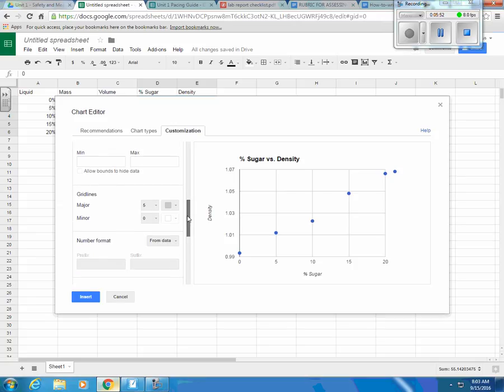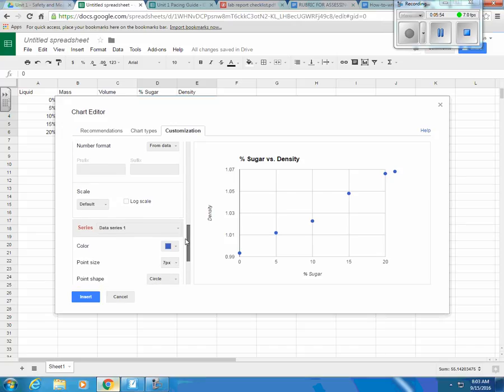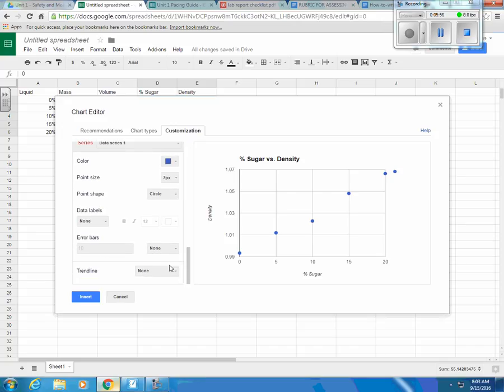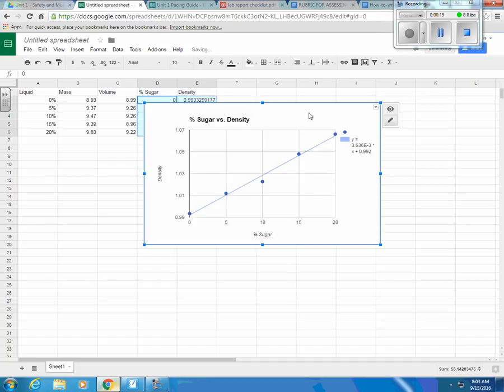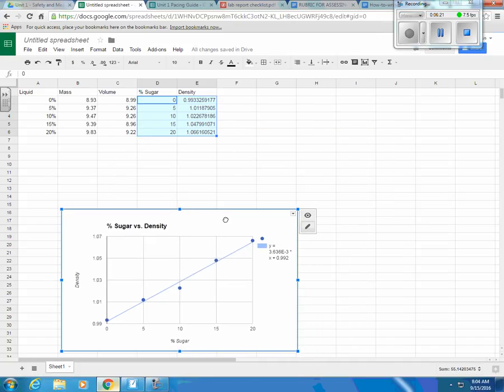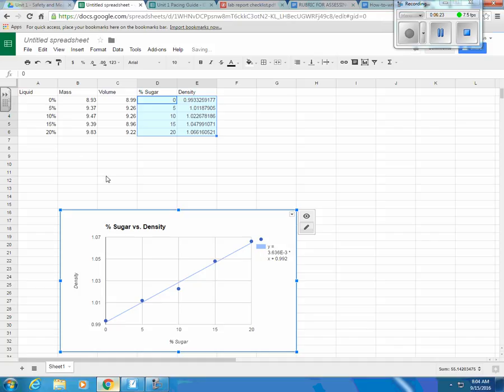Now that we've got that, we need to find our line. We're going to do our line of best fit. We scroll all the way down. This trend line right here, we're going to click linear because we want it to be a straight line. Then you scroll down even further and under label, instead of custom, you say use the equation. That's going to give you the equation for that line. We're going to need that. So you're going to insert that right there. I would drag it down a little bit because you're going to use this space next.